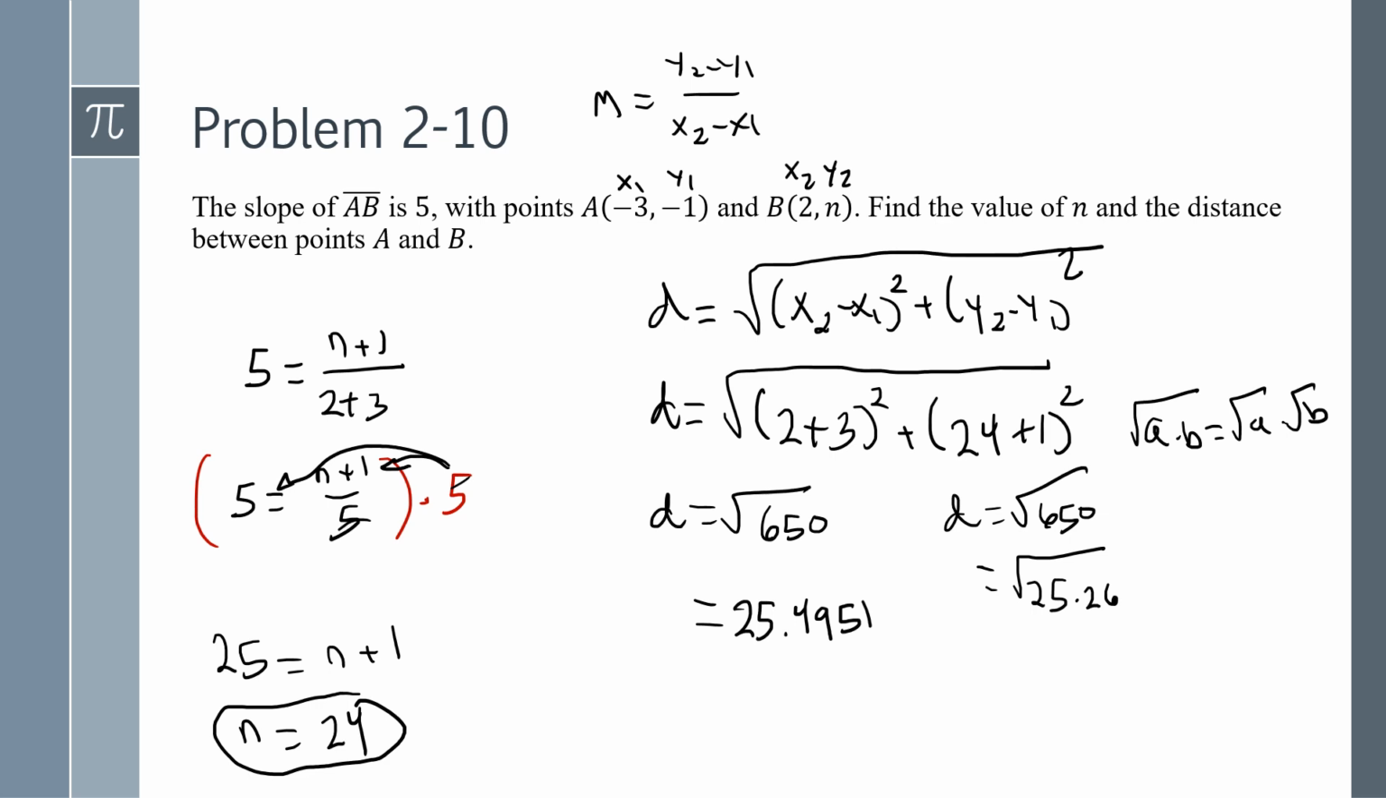So I'm going to take the square root of 25. Well, square root of 25 is 5, so it gets brought out front. Now 26 is not divisible by any other perfect square besides 1, so it's left underneath there. And so that's the exact reduced value. So we got 25.4951 as one possibility, or 5 times the square root of 26 as the other possibility.